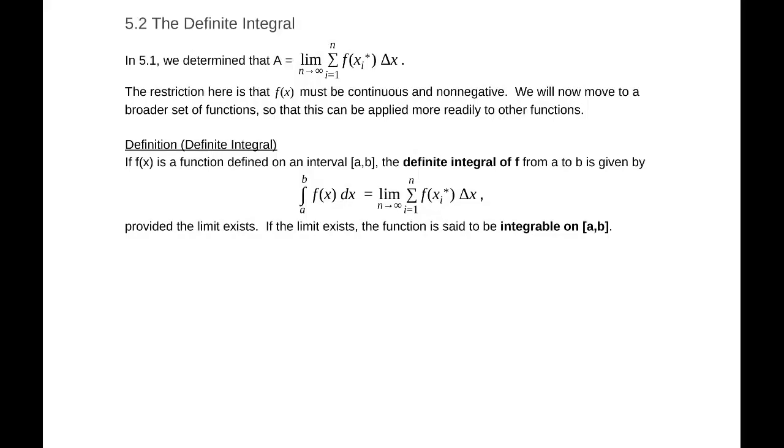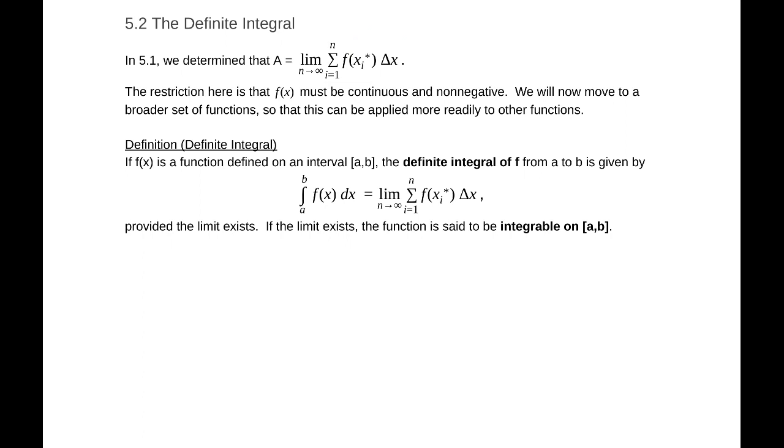Section 5.2, the definite integral. In 5.1, we determined that the area underneath our curve is exactly equal to the limit as n goes to infinity of the sum as i goes from 1 to n of f of xi star times delta x. The restriction that we placed here was that f of x must be continuous and non-negative. We want to move on just a bit.